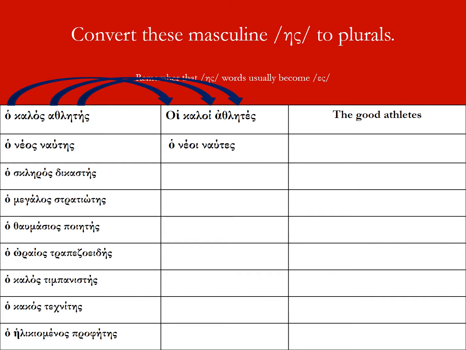If we look at the next one, o neos naftis, the young, and nafti, for those of you who don't know the word, is the sailor. It's where we get words like nautical and nautica, and even the word navy comes from this. So o neos naftis, we're going to convert the omicron to an omicron iota. So we have i. The os in neos will change to an omicron iota again. So we have i ne naftes, the good sailors. Okay. So those are the main masculine endings.